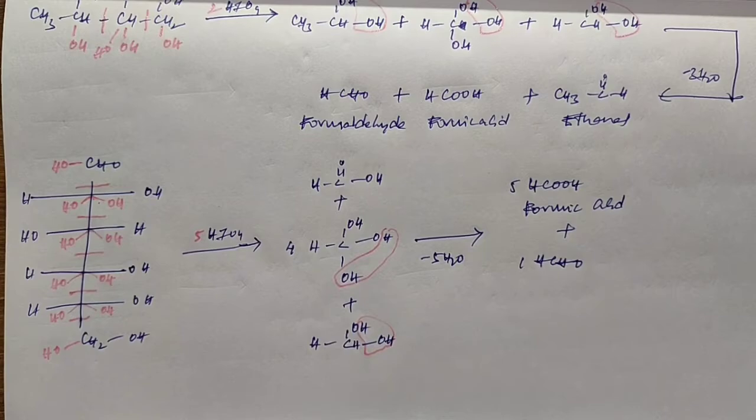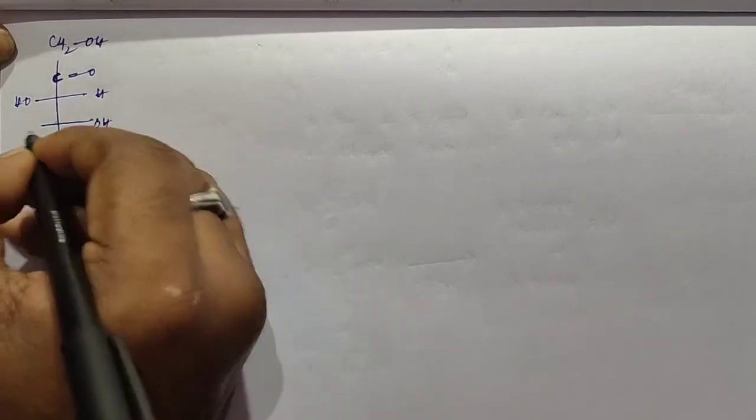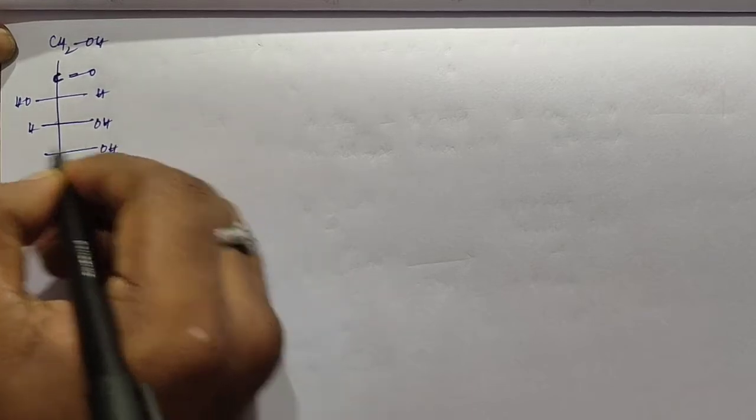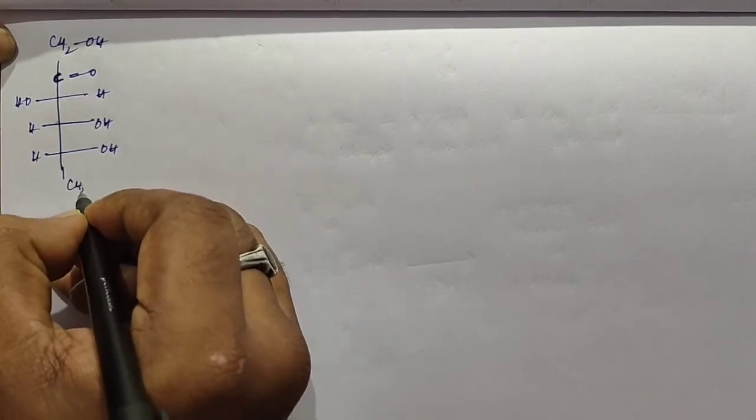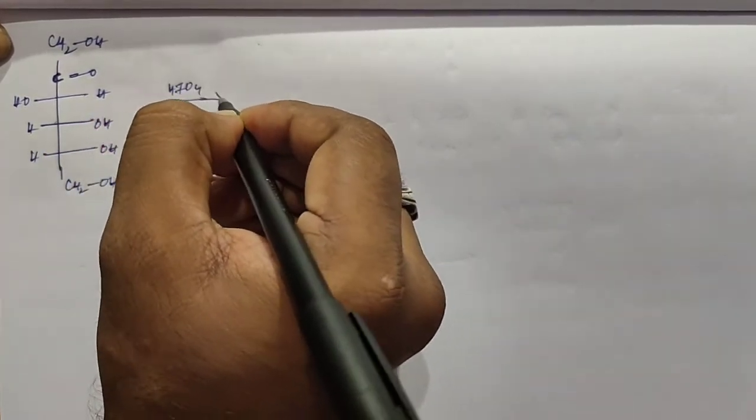Okay, and the next organic conversion, next example is CH2OH, C double bond O, H OH OH H, OH H, and CH2OH. So this reacts with periodic acid.